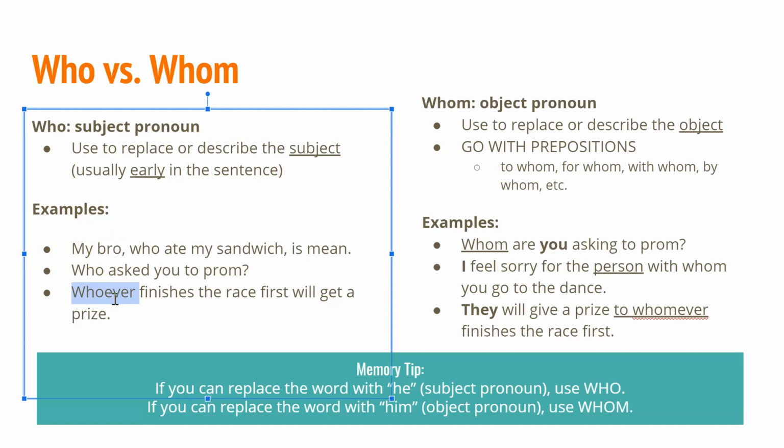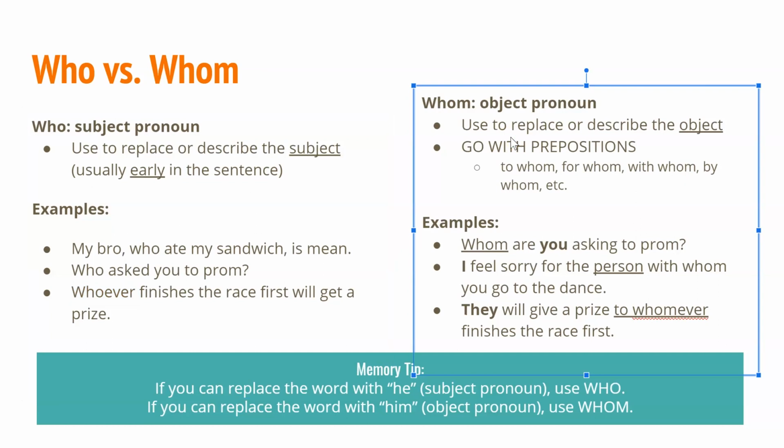Okay? Whoever is a variation of who, and this is my subject of the sentence, so I'm going to use whoever instead of whomever. Okay? So again, subject pronoun early in the sentence: who. Whom is an object pronoun, so it's often going to go either toward the end of the sentence or it's going to go with a preposition.